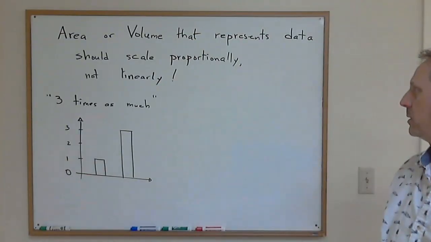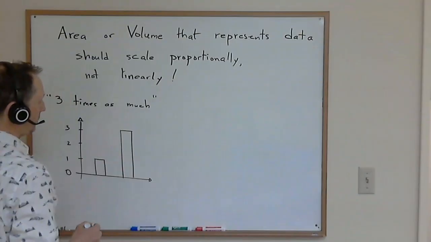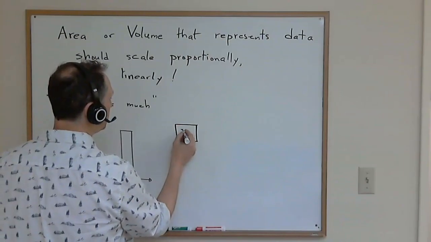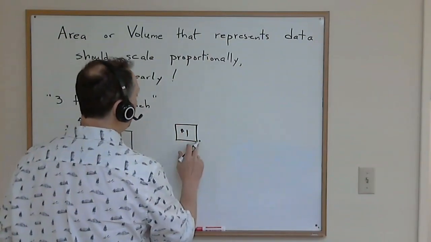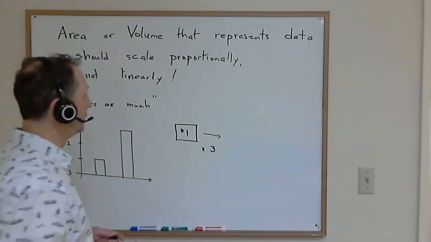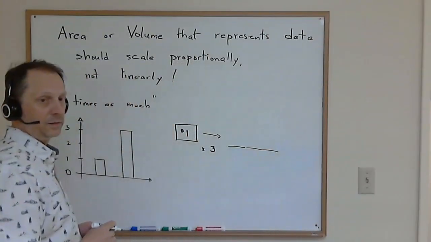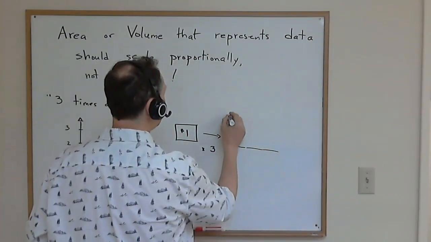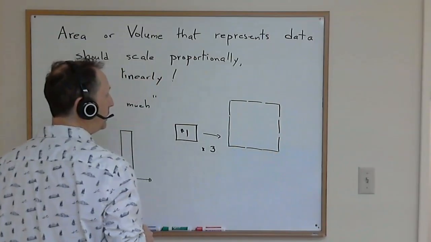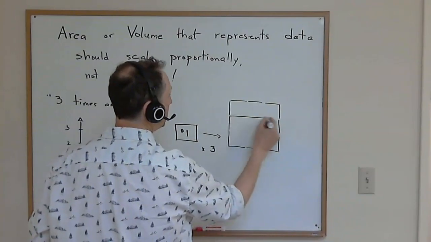But let's suppose that we wanted to represent a value with an area instead of a height. So the issue is that if we take a square, let's just say that this represents $1. If we multiply it times 3 in a linear fashion, in other words, if we make this square 3 times as wide and also 3 times as tall, you notice that we end up with a square that's not really 3 times as big as the original. It's 9 times as big. Do you see that?